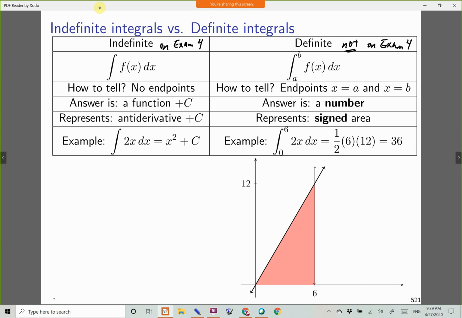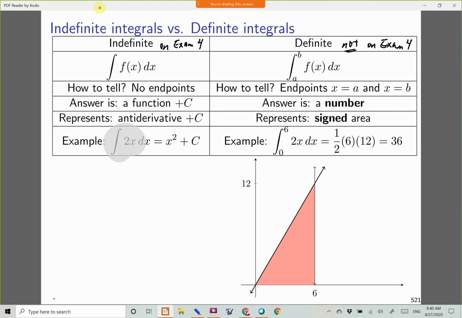First of all, the final answers are different. In the indefinite integral, the problems we've been looking at, you get a function with a plus c at the end of it. It happens to be an antiderivative. That's what this function represents. And that's what indefinite integrals are. Versus over here, this new thing, the definite integral, the final answer is a number, and that number represents signed area. So those are rather different. A function with a plus c as a final answer versus just a number.